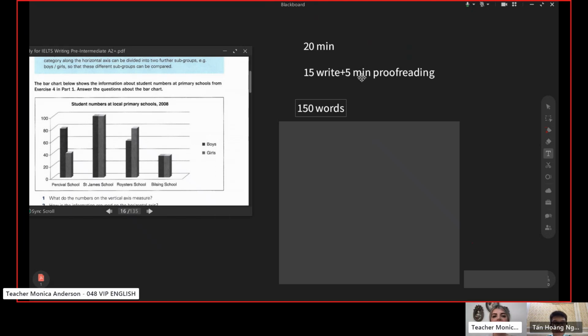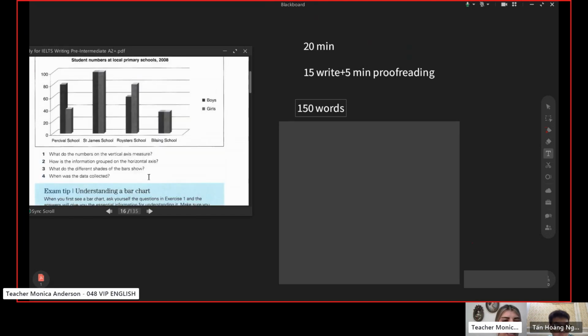Considering this explanation, let's talk about this chart. The bar chart below shows the information about the students' numbers at primary schools. Answer the questions about the bar chart. Let's try to answer the questions. What do the numbers on the vertical axis measure? So this is vertical and this is horizontal. What do the numbers on the vertical axis measure?